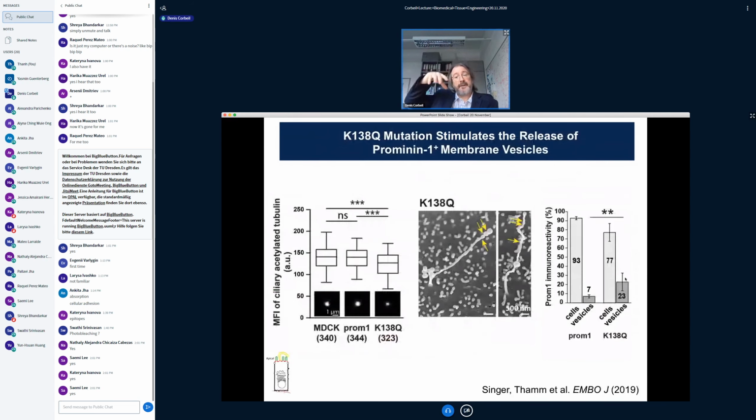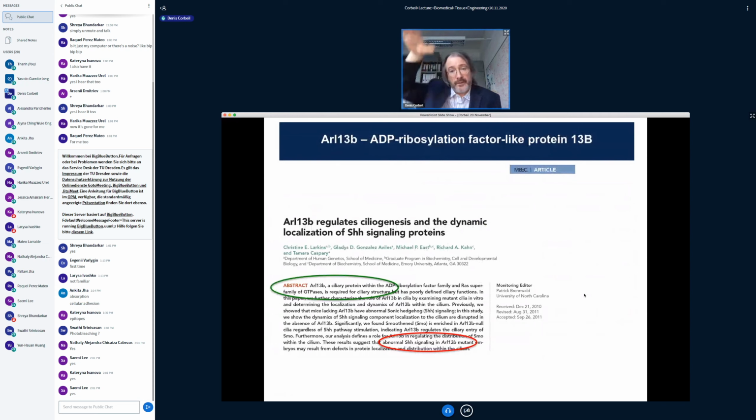So that's one way. Prominin will interact with this acetylated tubulin. The enzyme removes the acetylated tubulin and will allow the cilium to form. When it's not binding any longer, the acetylated tubulin will be removed from the cilium and they will resolve. So that's one way, putting down the cilium formation.